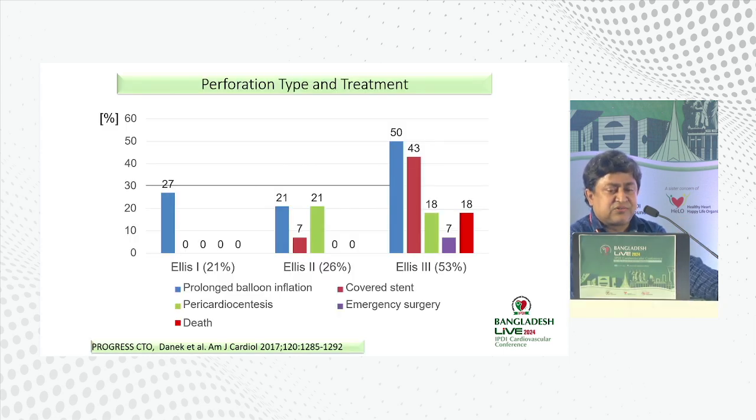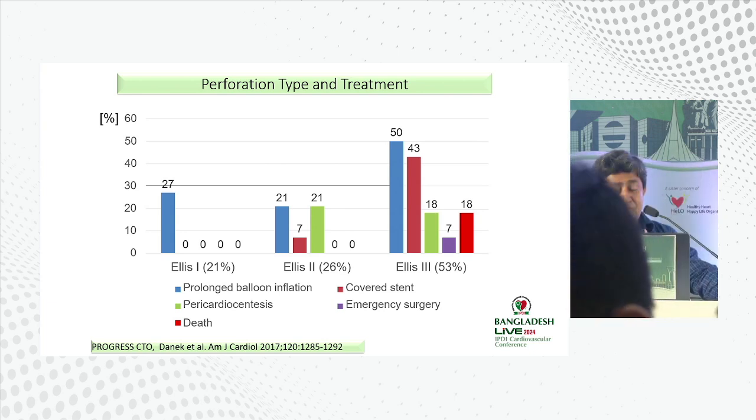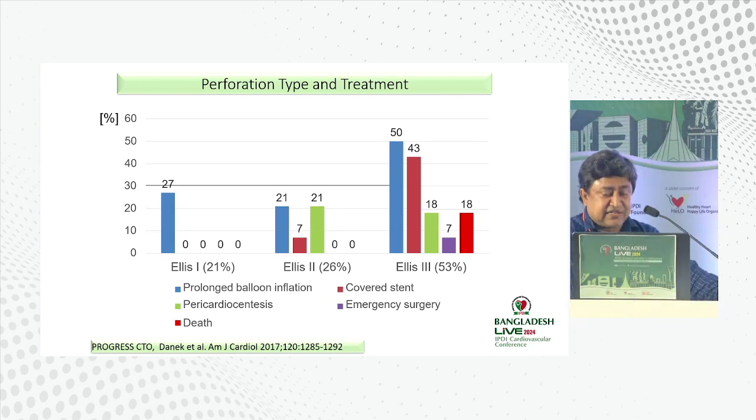One study shows the treatment plan by type of perforation. If it is Ellis type 1, we manage the patient very conservatively; sometimes it may require prolonged balloon inflation, in 27%. If it is Ellis type 2, most patients need prolonged balloon inflation as well as pericardiocentesis, and 7% of cases require cover stent implantation. If it is type 3, 50% of patients are treated with prolonged balloon inflation, 43% with cover stent, 18% need pericardiocentesis, 7% need emergency surgery, and 18% die.